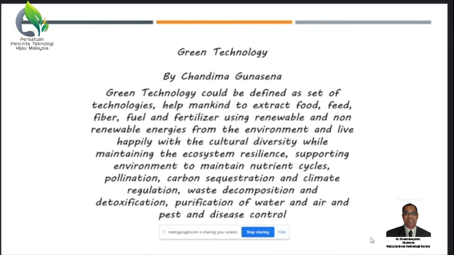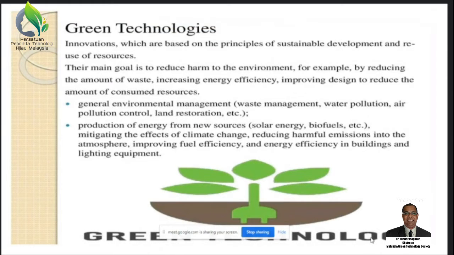Now, next, ladies and gentlemen, green technologies are innovations which are based on principles of sustainable development and reuse of resources. Their main goal is to reduce harm to the environment, for example, by reducing the amount of waste, increasing energy efficiency, improving design to reduce the amount of consumed resources, general environmental management, that is, waste management, water pollution, air control, land restoration, production of energy from new sources, solar energy and biofuel, mitigation of the effects of climate change, reducing harmful emissions into the atmosphere, improving fuel efficiency and energy efficiency in buildings and lighting equipment. So that summarizes what is green technology.